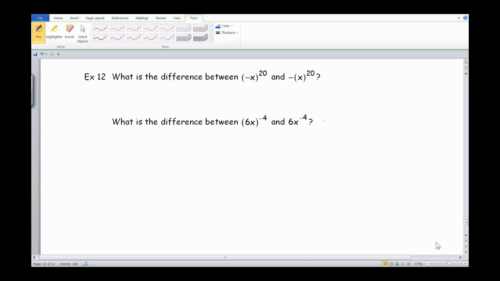Here we are at example 12 from our 5.17 notes. We're asked to basically state what is the difference between each of these. So just looking at the first one, we have negative x raised to the positive 20th power.